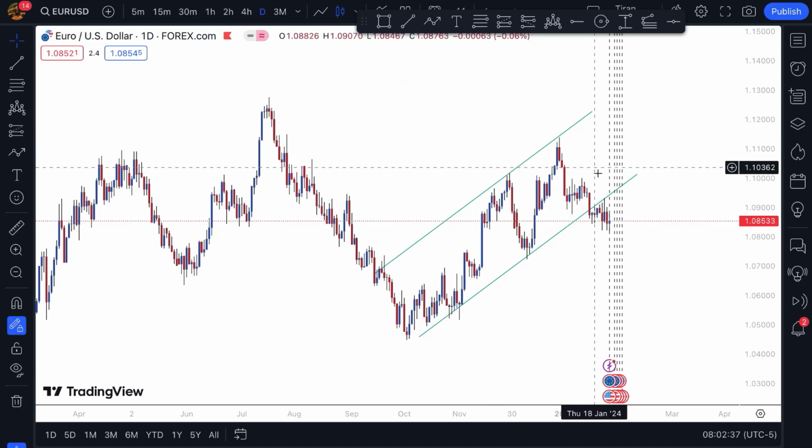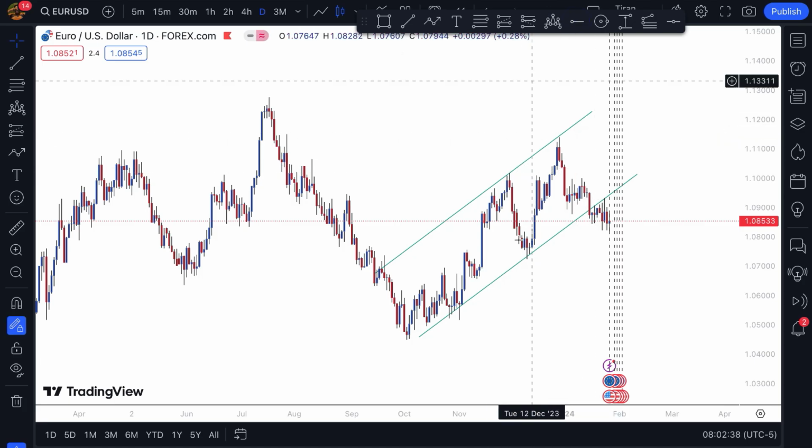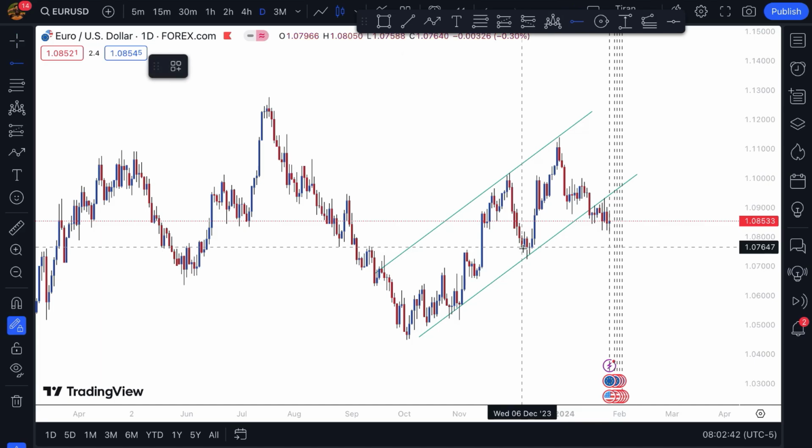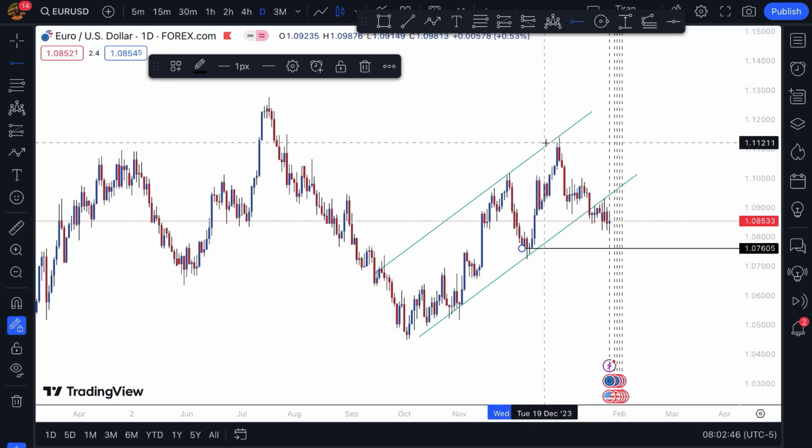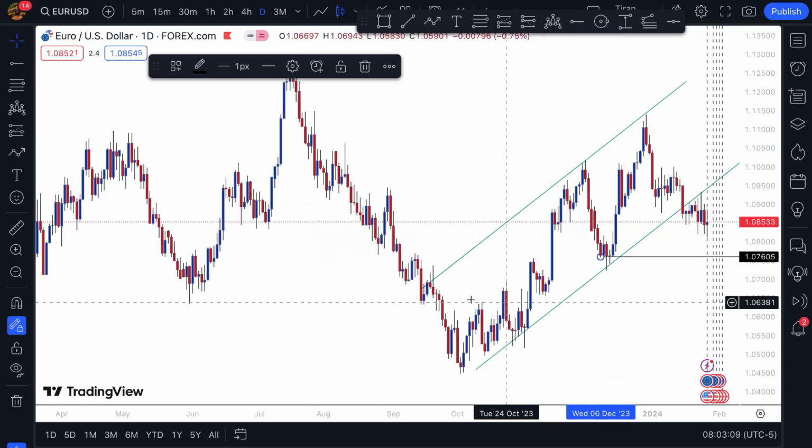After this, do I want to mark any levels? I can mark this level since price is almost approaching it. I won't mark this one as price is still far from it. Try and keep your chart as clean as possible. After that, go on your 4 hourly time frame.